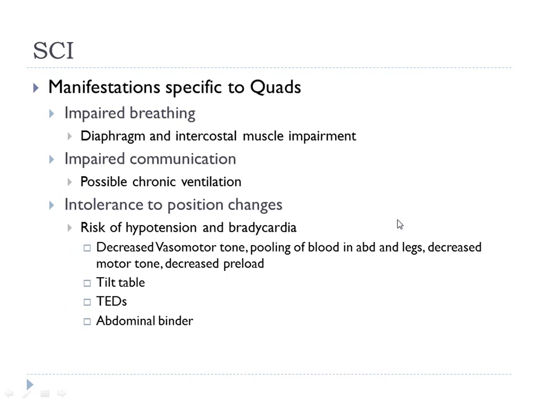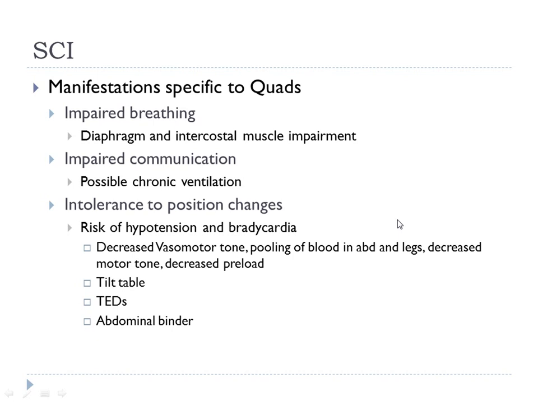So again, the person that's the quad, that's when they have a cervical injury. And then this person will have impaired breathing, impaired communication related to their ventilation status, and their position change and tolerance. So these people have decreased vasomotor tone. So that means that the body does not compensate basically at all with position changes. When we sit down and stand up, our sympathetic nervous system says, hey, we need to squeeze the vessels a little bit to keep the blood pressure up so that we don't stand up and pass out.